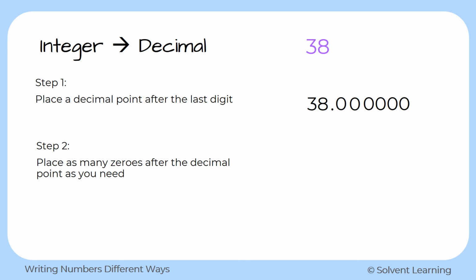So for example, if we're working on a problem that's dealing with money, and this 38 represents $38, but we want to represent it as dollars and cents, we would write the 38 with a dollar sign, and then for the cents, we want that to go out 2 place values, out to the hundredths place. So in that case, we would add 2 zeros after the decimal point.